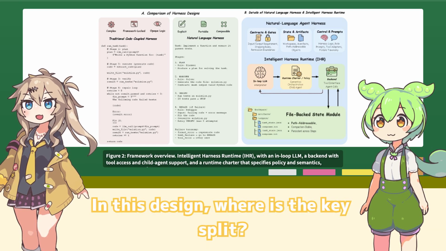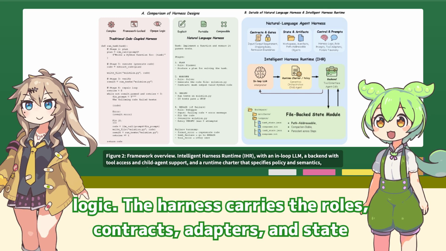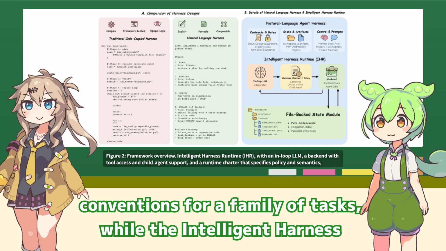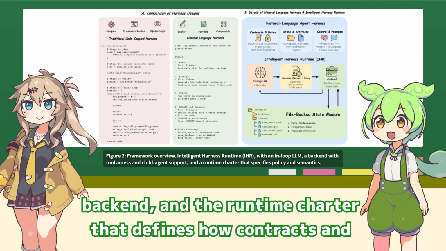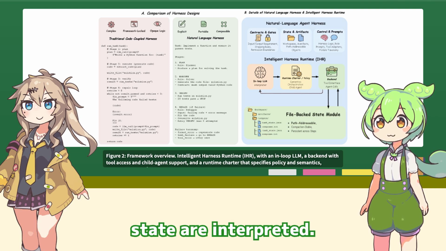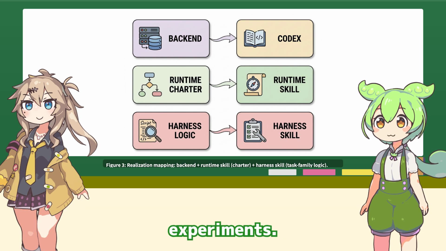In this design, where is the key split? The split is between shared runtime semantics and task family harness logic. The harness carries the roles, contracts, adapters, and state conventions for a family of tasks, while the intelligent harness runtime keeps the in-loop language model, the child agent backend, and the runtime charter that defines how contracts and state are interpreted. A second diagram shows how the paper instantiates that split in the experiments.